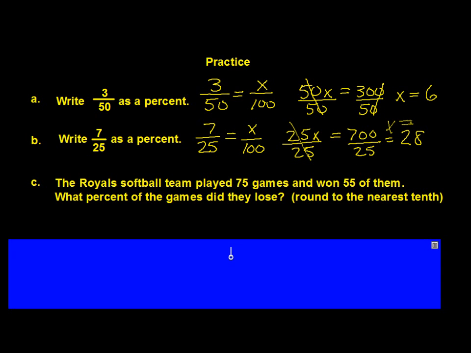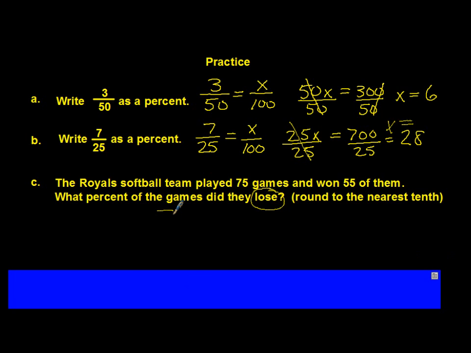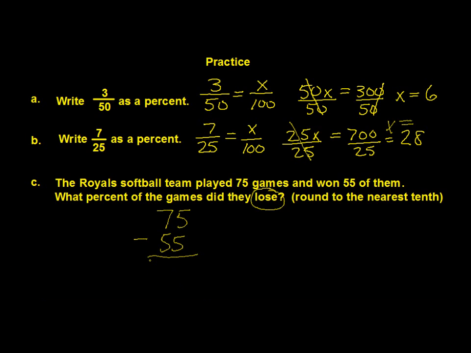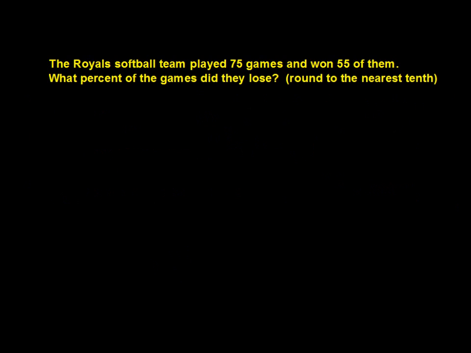Our last one. This one was really tough. The first thing you needed to understand is we're looking for the games that they lost. So the first calculation would be 75 minus 55 to give you the games that they lost. So if you didn't do that, pause the video and try to solve it again and then come back. Alright, so we know that they lost 20 games. So 20 out of the total 75 equals something over 100.